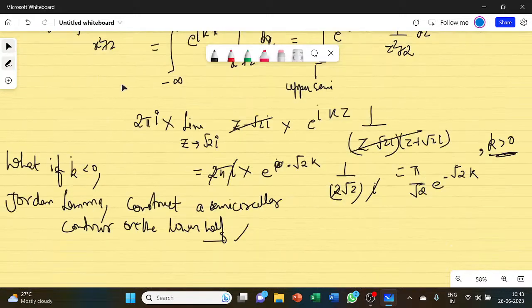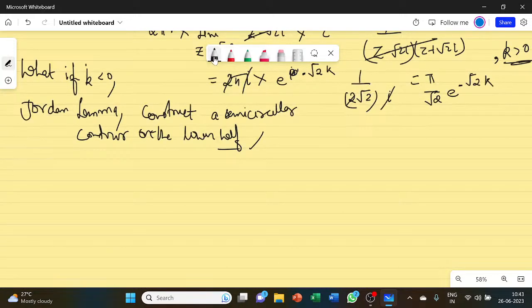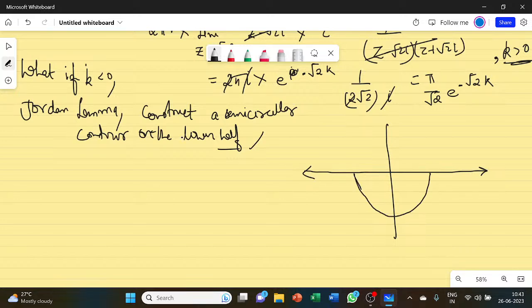Now let me just show you. If I construct a semicircle contour on the lower half, so this is how it is. And remember, your k is less than 0. So for the case of k less than 0, one is clear. Now the singularity that will be inside is minus root 2 iota, and don't forget that this integration is going in this direction. So basically it is going in the clockwise direction.